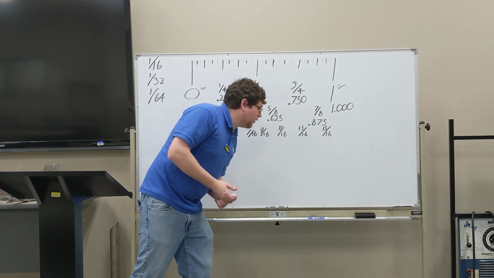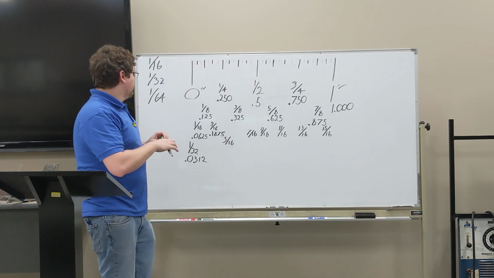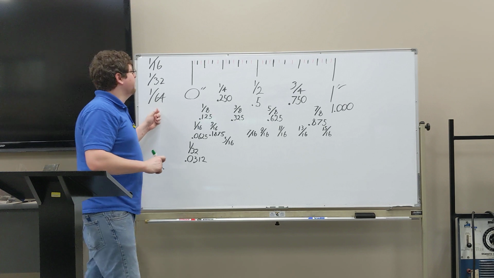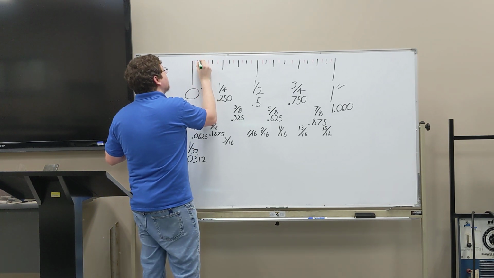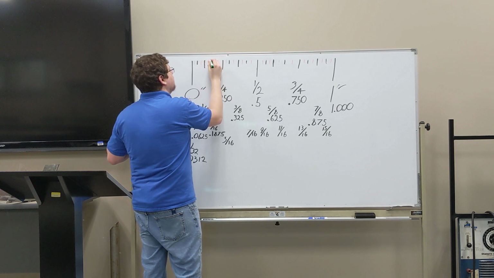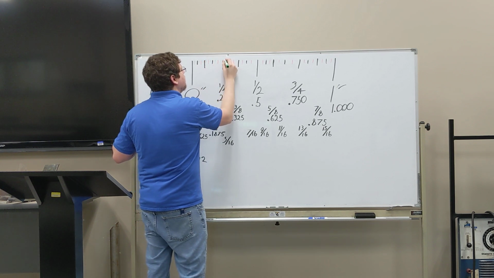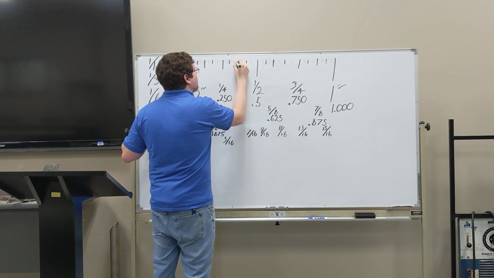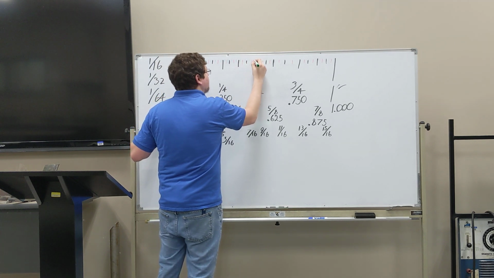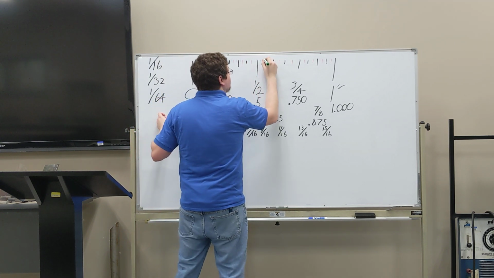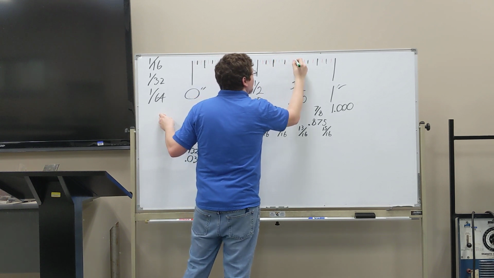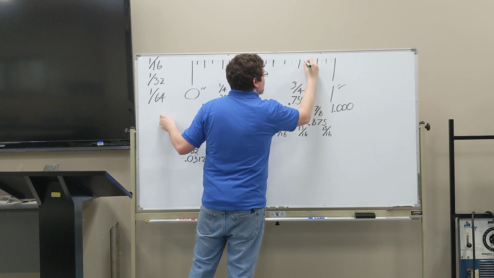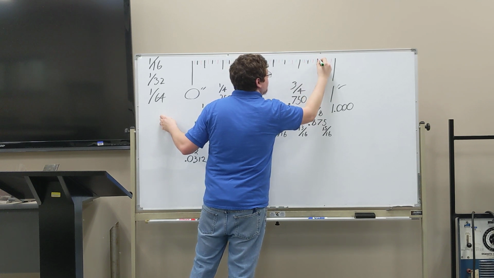Do it in a different color. Our next one is 1/64. You might not be able to see this that well. Halfway in between each 32nd, each mark like that, that would be the 64ths.